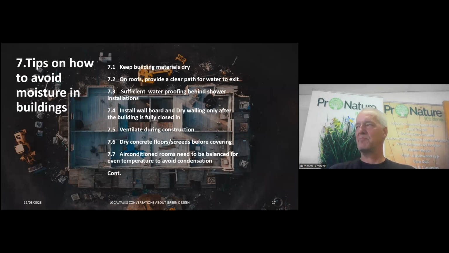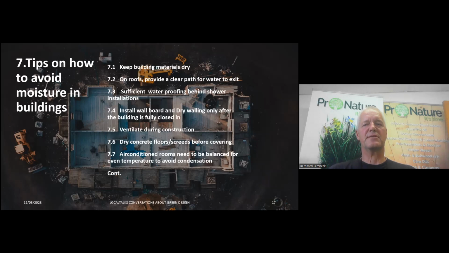There's blocked drainages, and they're generally a nightmare so far as I'm concerned. Sufficient waterproofing behind shower installations. That is a huge issue literally in all the fast rising new developments here in Cape Town, because that waterproofing is either insufficient or simply missing.